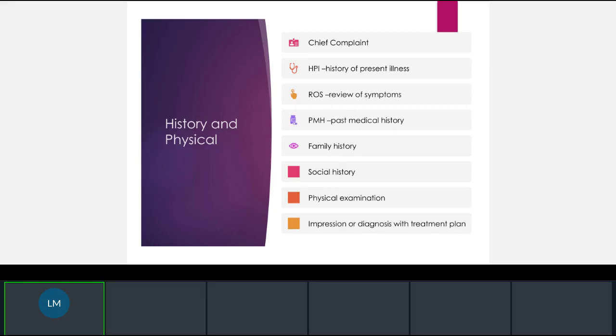And then the last thing in that history and physical would be the impression or the diagnosis with a treatment plan. So once the symptoms are all listed and all the information is gathered, then the clinician, the hospitalist, the physician has to come up with what is the impression that I'm getting from this, or what is the possible diagnosis, and what are we going to do? What tests are going to be ordered in order to confirm or deny this?